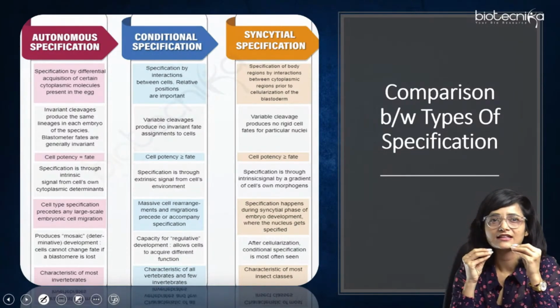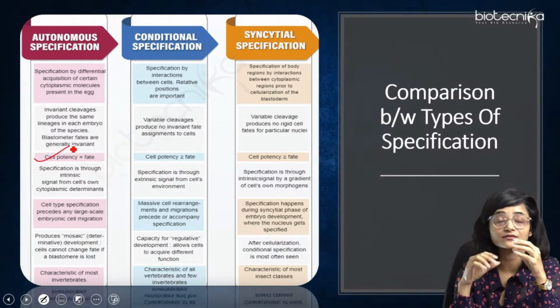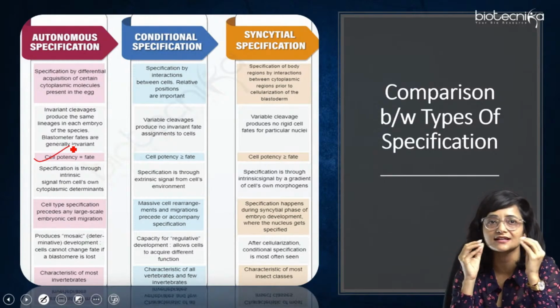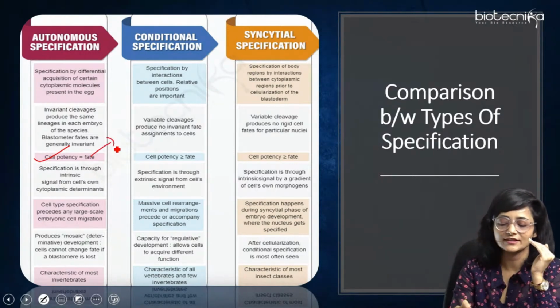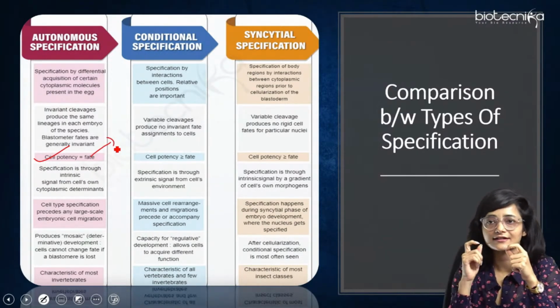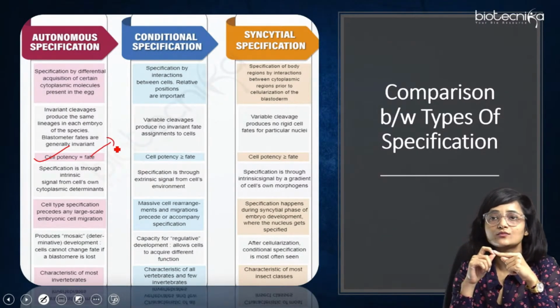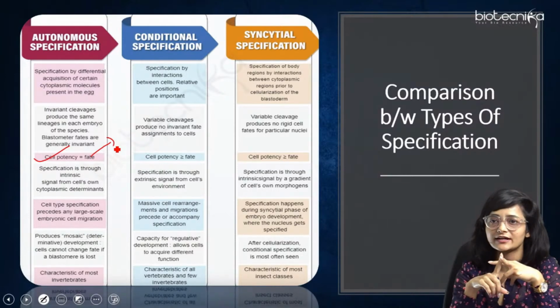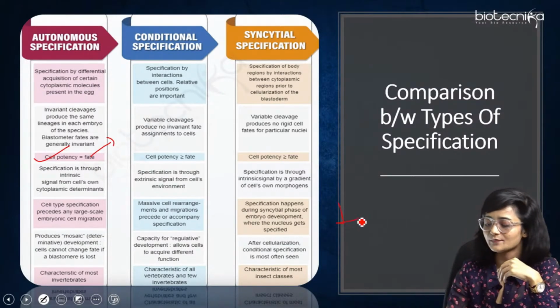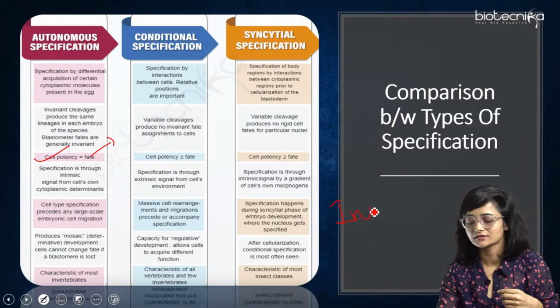Right. And the thing which you need to remember here is that the cell potency is actually equal to the cell fate. So whatever the fate of the cell would be, whatever kind of cell type it would be forming, it would be equal to its potency. Then it says that the specification is through intrinsic signals from the cell's own cytoplasmic determinants. So intrinsic factors play the role here, right?